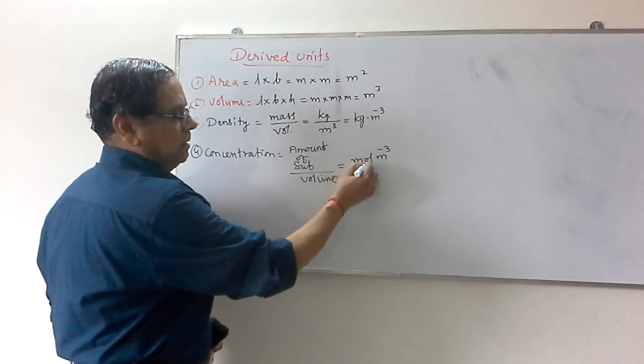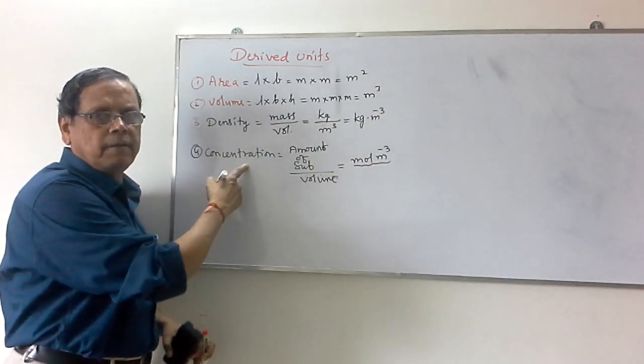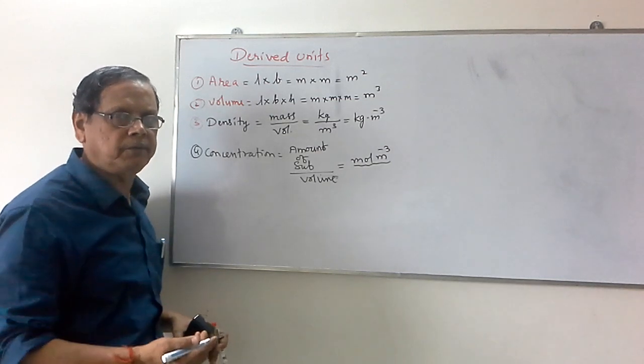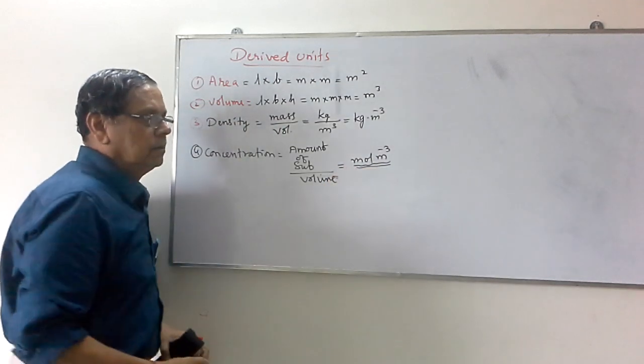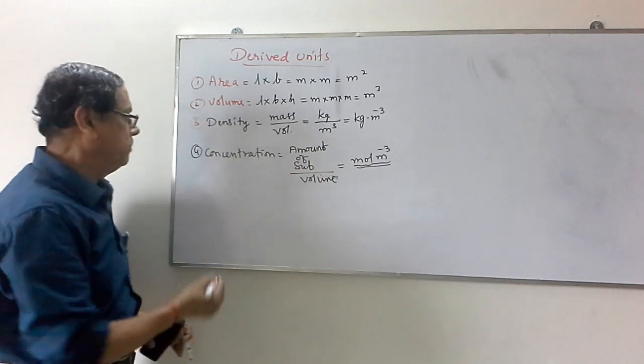Usually this is less used in chemistry. We use this concentration in terms of mole per decimeter cube, mole per liter, mole per 1000 cm cube, etc. But in the SI system, we have this volume in meter cube. That's why it is measured in terms of mole per meter cube.